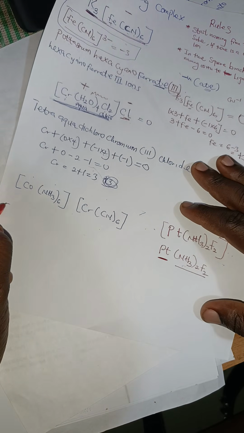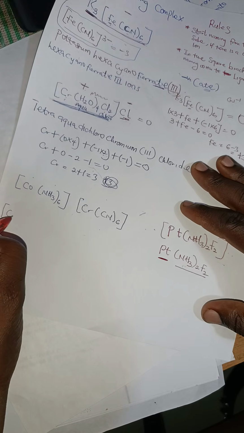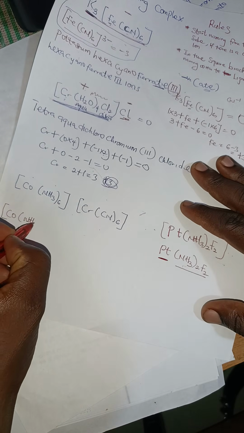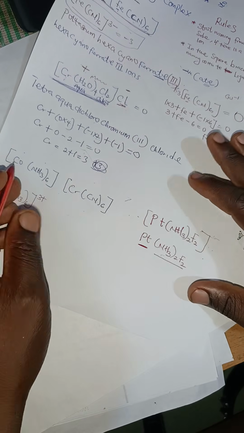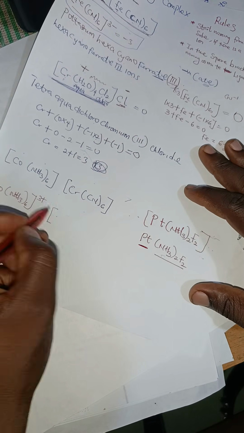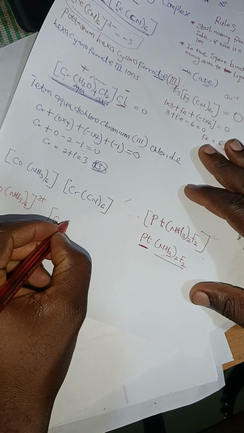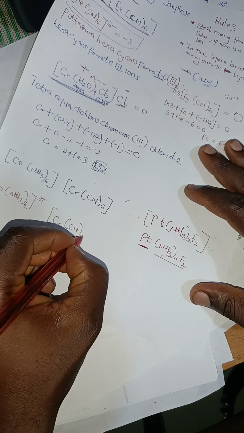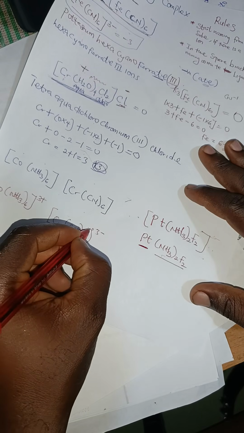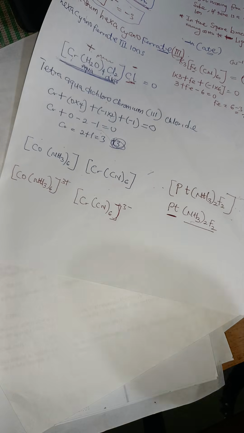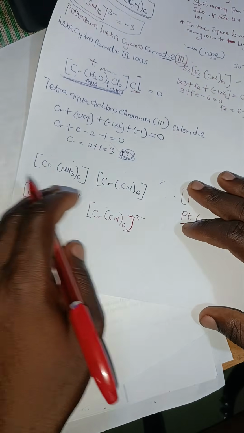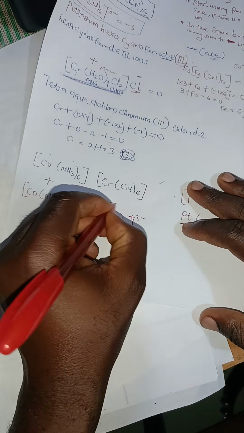So we have CO, we have NH3, and this one becomes 3 plus. Then this one, I'm breaking it into two: Cr, CN, then 6. This is 3 minus. So to name it will be easier one way or the other, but we can put them together. So we start, this is the positive side, this is the negative side.